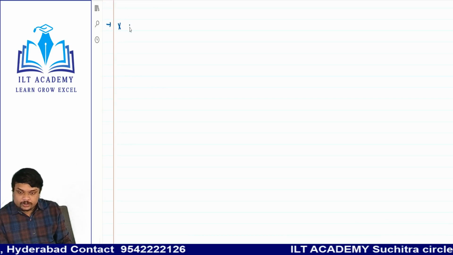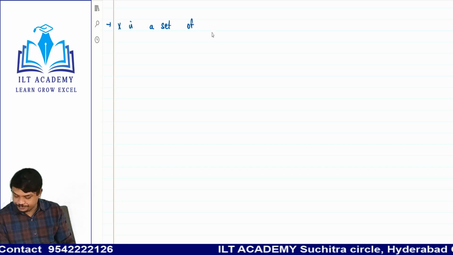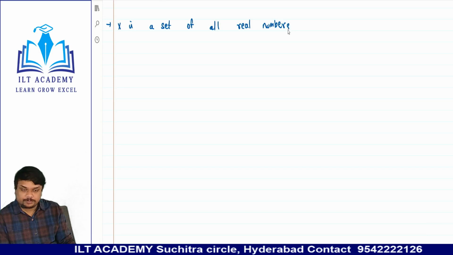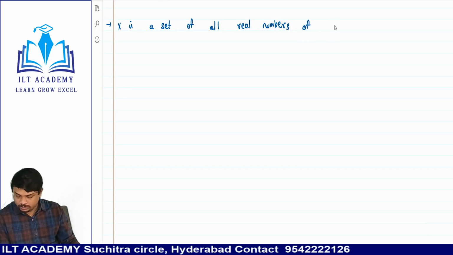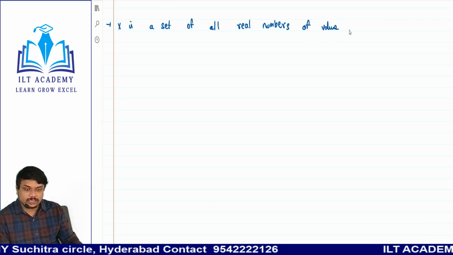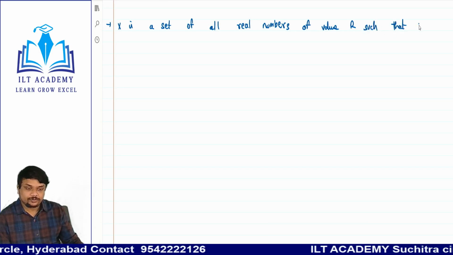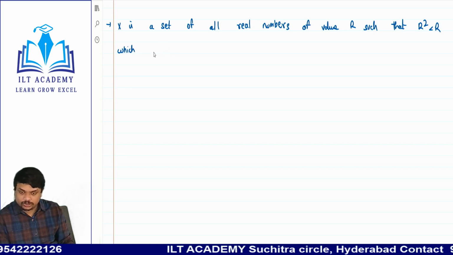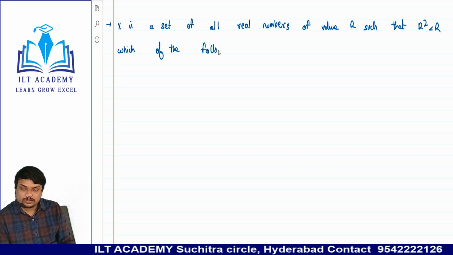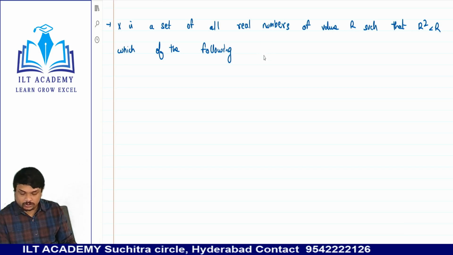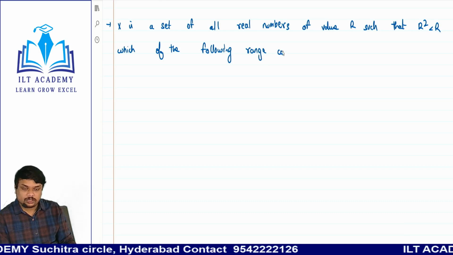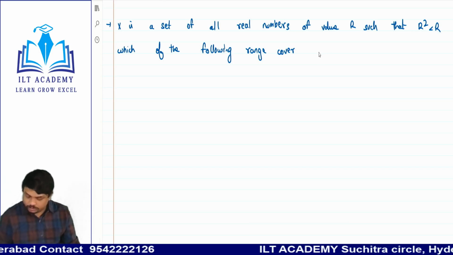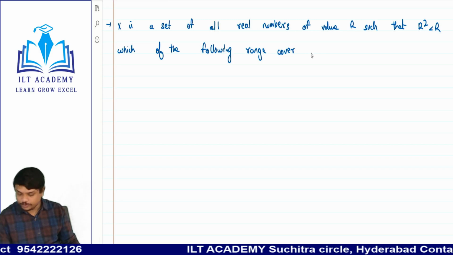Now Seema, X is a set of all real numbers of value R such that R square is less than R, which of the following range cover the value of R.